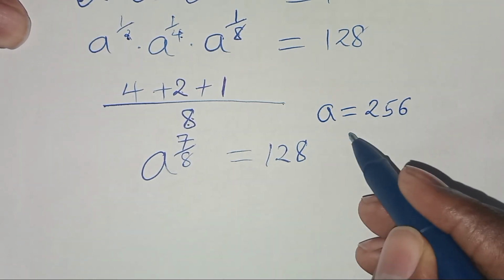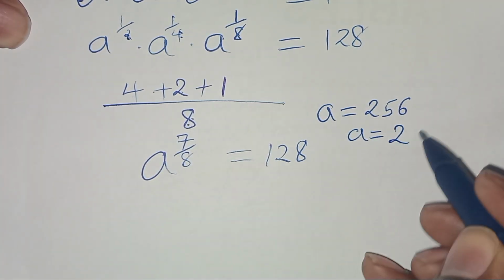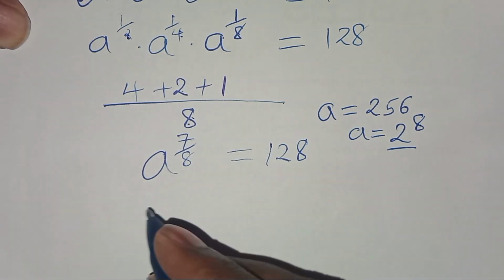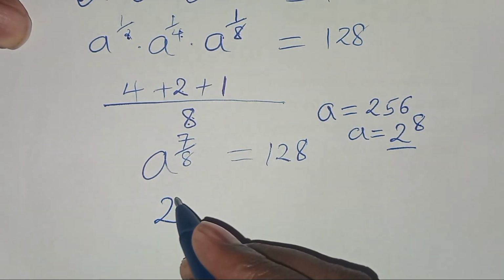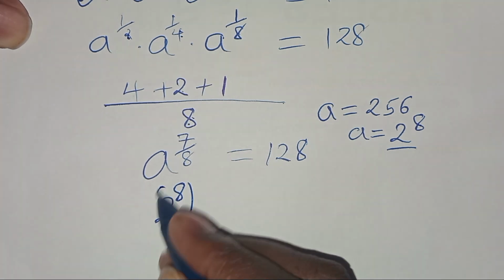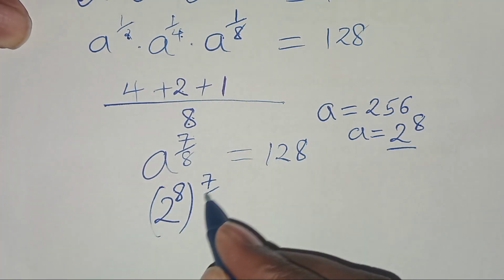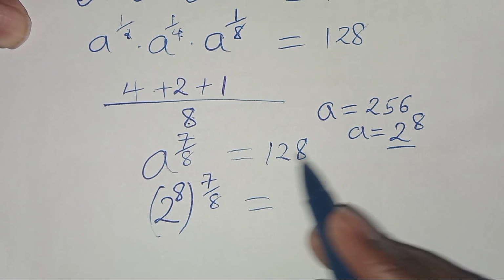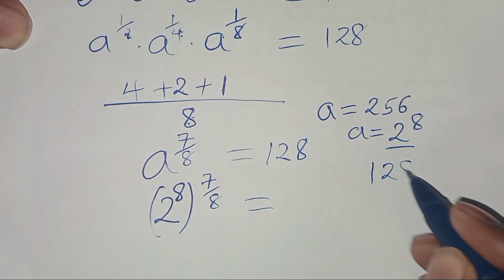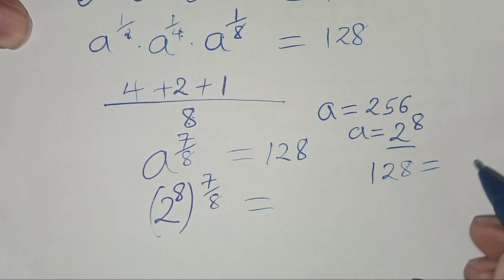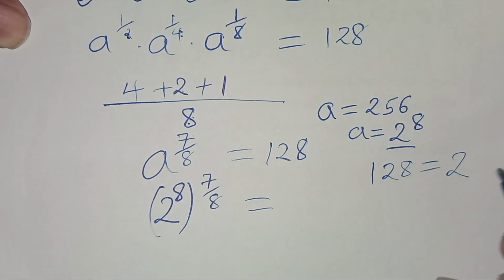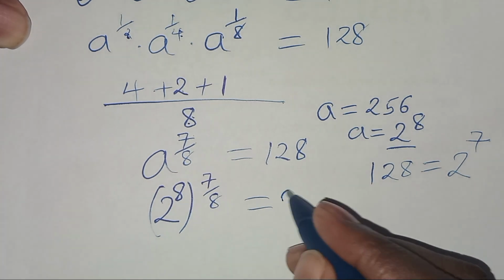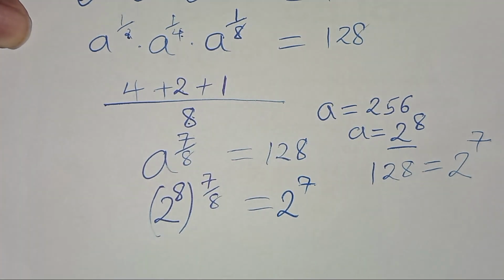Now we see that the value of a is equal to 256, which we can also express as 2 to power 8. So let's substitute this. We'll have 2 to power 8 raised to power 7 over 8 equal to 128. And 128 is the same thing as 2 to the power 7.